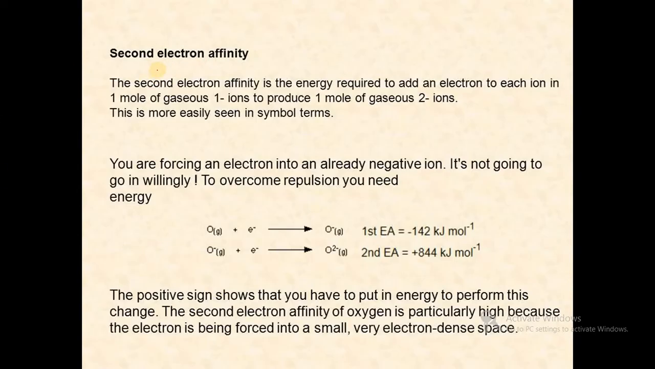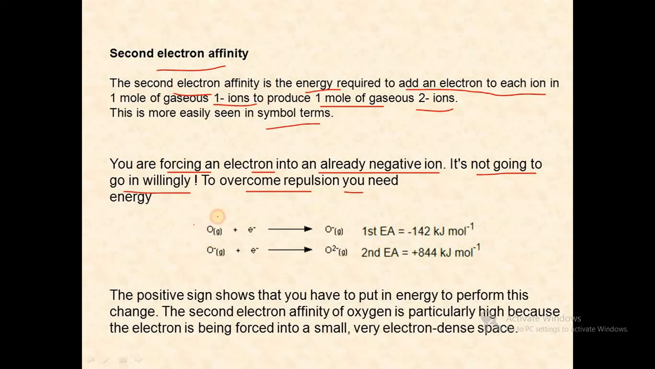So the second electron affinity is the energy required to add an electron to each ion in 1 mole of gaseous 1 minus ions to produce 1 mole of gaseous 2 minus ions. This is more easily seen in symbol terms as below. That is, you are forcing an electron into an already negative ion. It's not going to go in willingly. To overcome repulsion, you need extra energy.